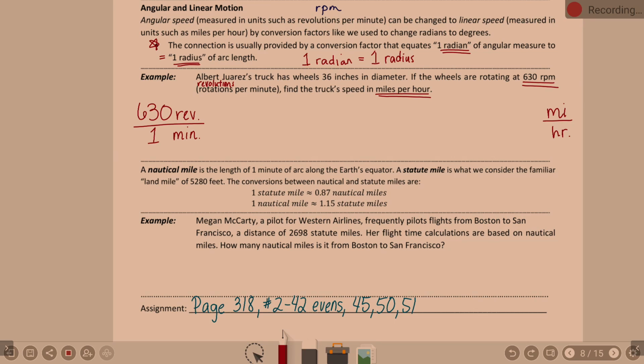Now, what other information did they provide us? The only other information they provided is that these wheels are 36 inches in diameter. If you know the diameter, what else do you know? The radius. What is the radius? 18. I'm just going to write it down here so I have it. The radius is 18 inches.